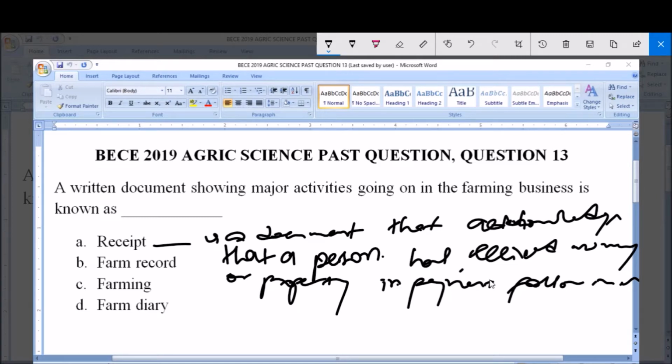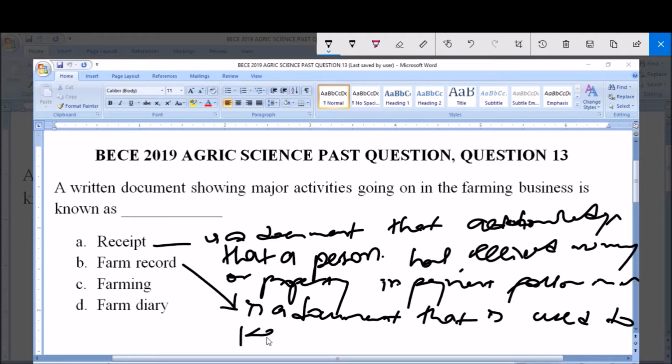Now option B says farm record. Now what is farm record? Farm record is a document. Most times it can be a book that is used to keep accounts of different activities going on in the farm. It's a document that is used to keep account of different activities going on in the farm. That is a farm record.